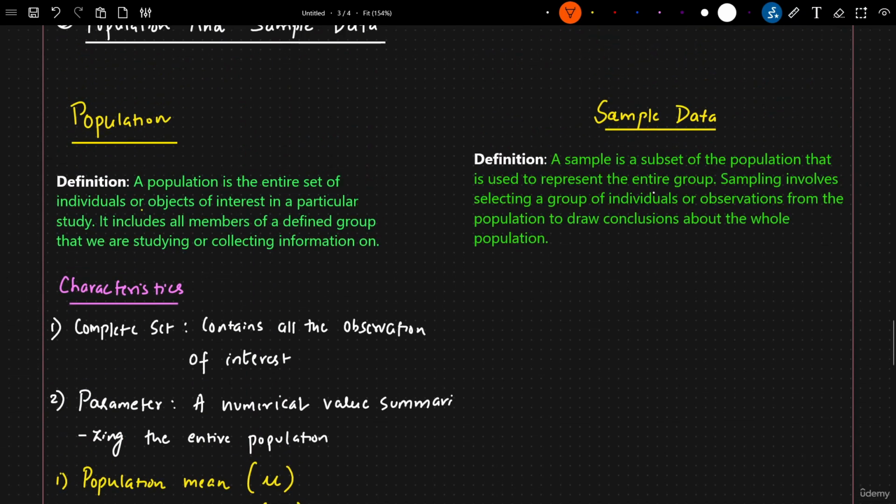But now let's go ahead and understand about sample. Now with respect to sample, let's talk about the characteristics of the sample data. So here, usually sample data is taken in order to make a conclusion, right? So one of the important characteristics is that this is not a complete set, but this is a subset. When we say subset, it represents a portion of the population.